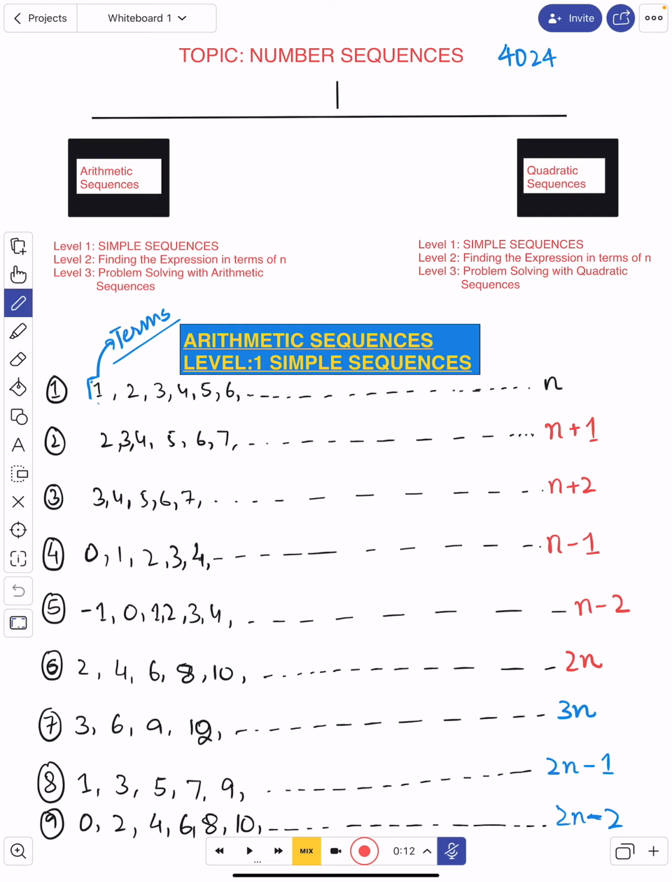So let's say we multiply this by 2. Every number is multiplied by 2, and 2 times n will be the expression of sequence number 6. Similarly 3 6 9 and 12, this is the 3 times table sequence. It can be expressed as 3 times n, 3n, because we are multiplying the whole natural number sequence by 3. So 3n is the sequence of the 3 times table.